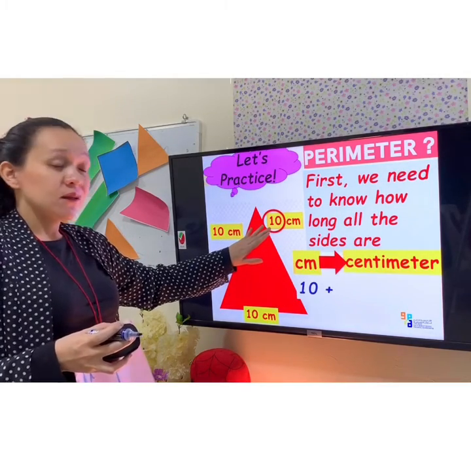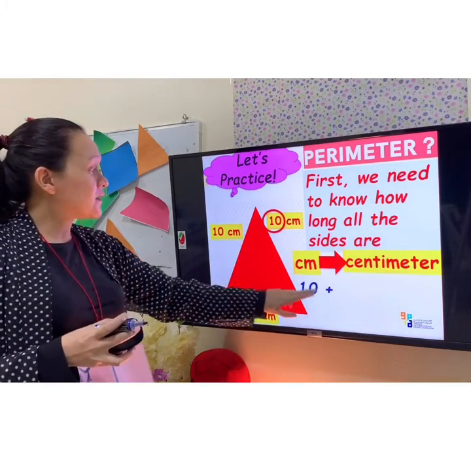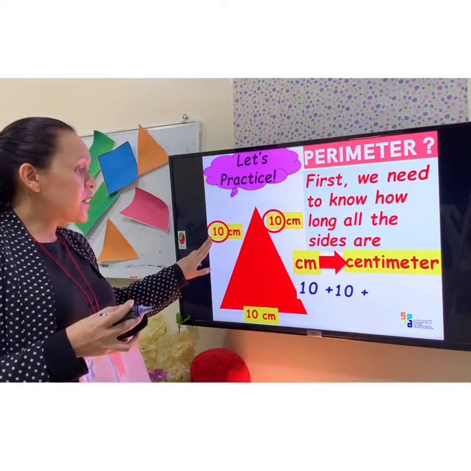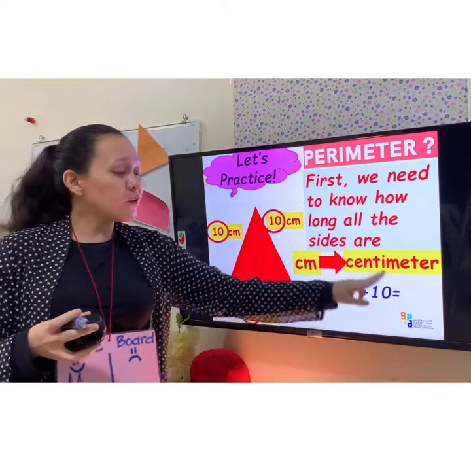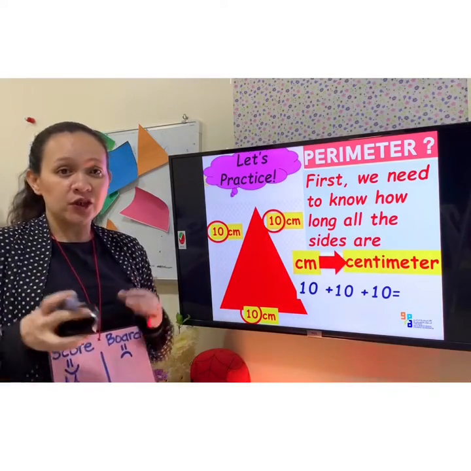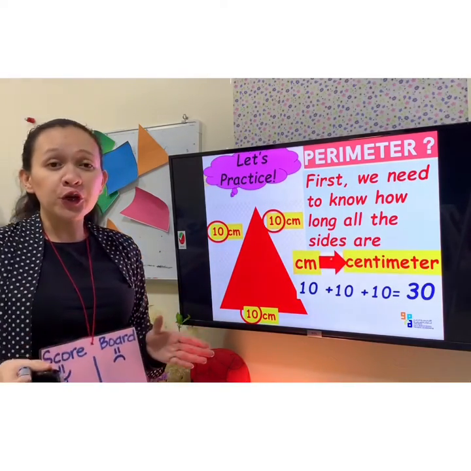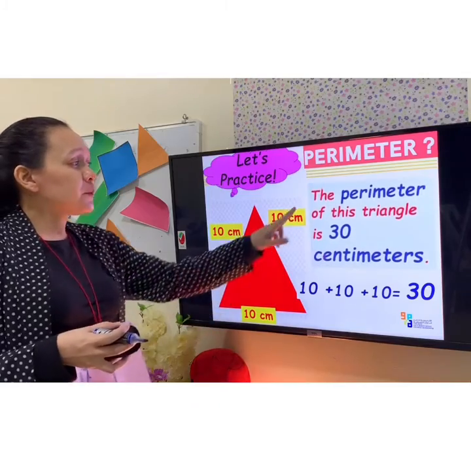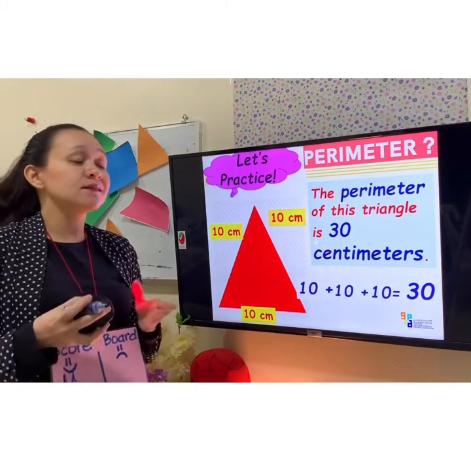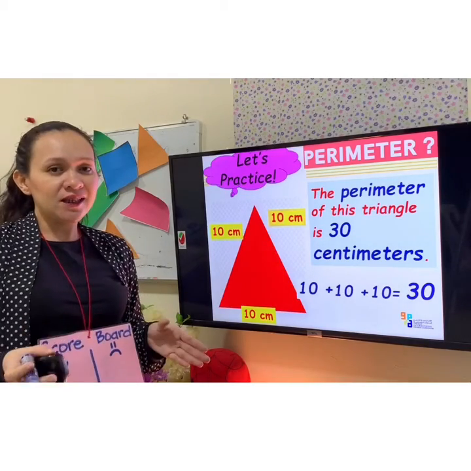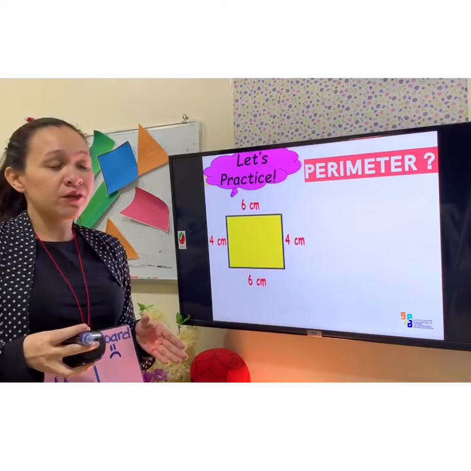10. Again, we will add plus 10. And then we are going to add another side, 10. Now, we are going to add all together. What is the answer? The answer is 30. So, the perimeter of this triangle is 30 centimeters. Is it easy? Now let's move to another example.